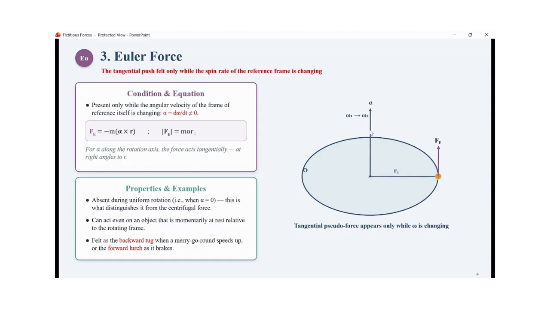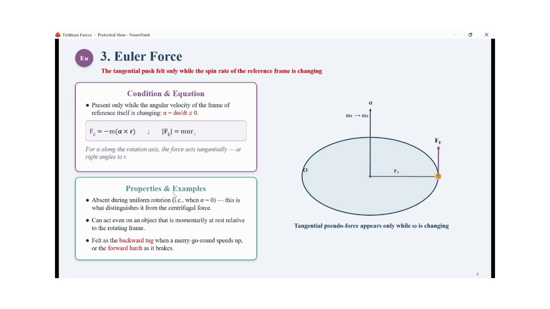So alpha is along the direction of the axis of rotation, and r perpendicular is the distance of the object from the axis of rotation. So in this case, the Euler force is given by this expression, and magnitude is given by m alpha r perpendicular. So it will be tangential. So this is the tangential force. Euler force is the tangential force. So for alpha along the rotation axis, the force acts tangentially, that is at right angles to r. R is here, so this tangential force will be along this direction.